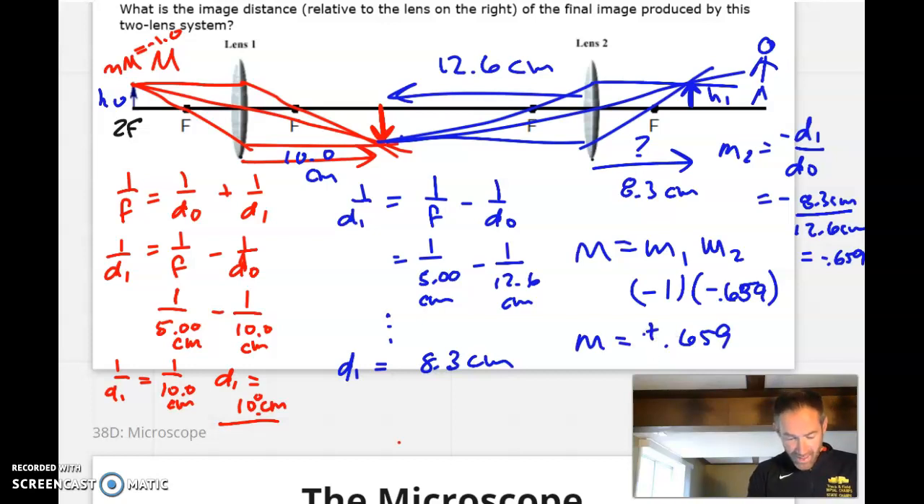And that said that even though in between we had an inverted image, and so we had a negative magnification just for the first lens, whenever you look at the whole system, the magnification is positive. It does give you a smaller image than what you started with, only 66%, but it is still upright.